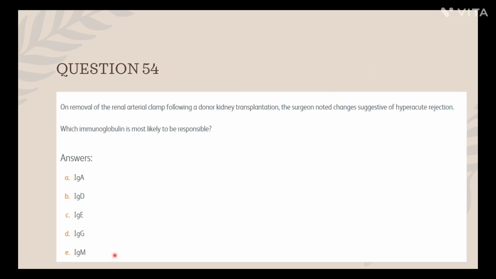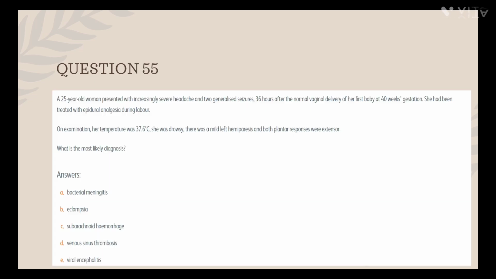Next question. On removal of renal arterial clamp following a donor kidney transplantation, the surgeon noted changes suggestive of hyperacute rejection. Which immunoglobulin is most likely to be responsible? A fact-based question. It is IgG. Hyperacute rejection, it is IgG.